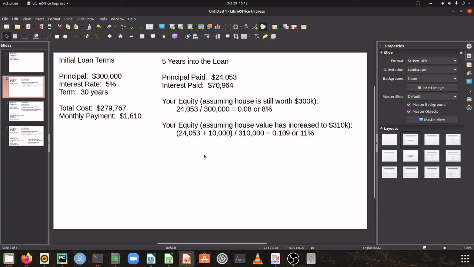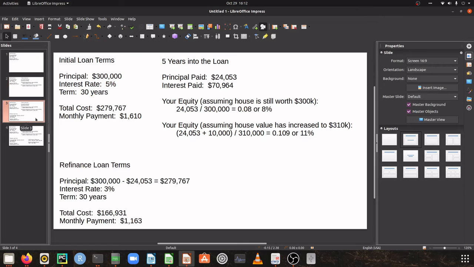The next thing you need to do is look at the terms of your refinanced mortgage. For the purpose of example, we're going to suppose that your refinanced mortgage will have an interest rate of 3%, which is lower than your original interest rate of 5%, because it wouldn't really make much sense to refinance if the current interest rates are higher than they were when you took out your original mortgage. We're also going to assume that the refinanced mortgage has a term length of 30 years.